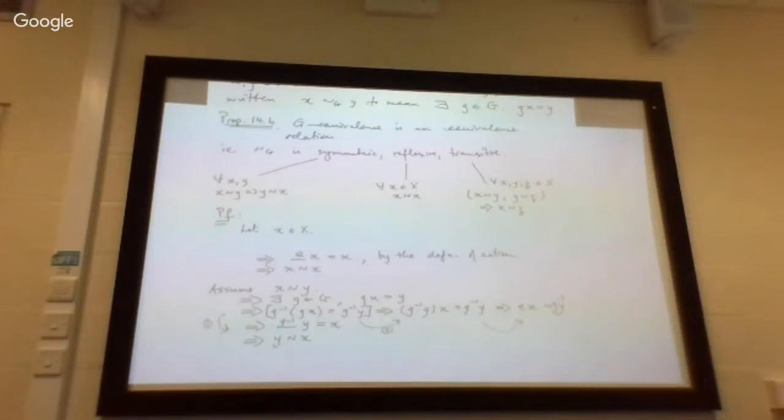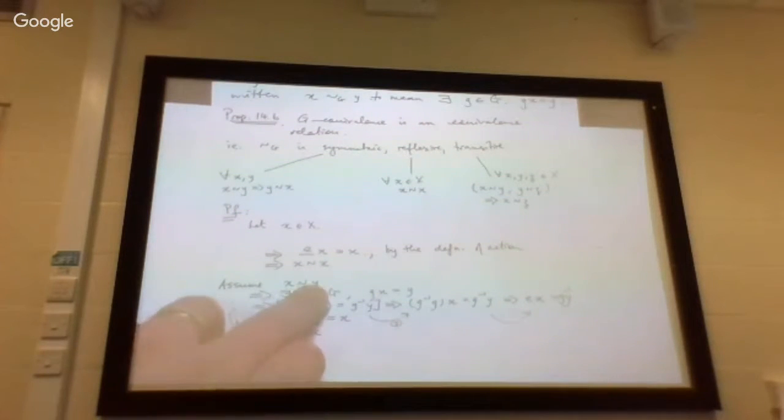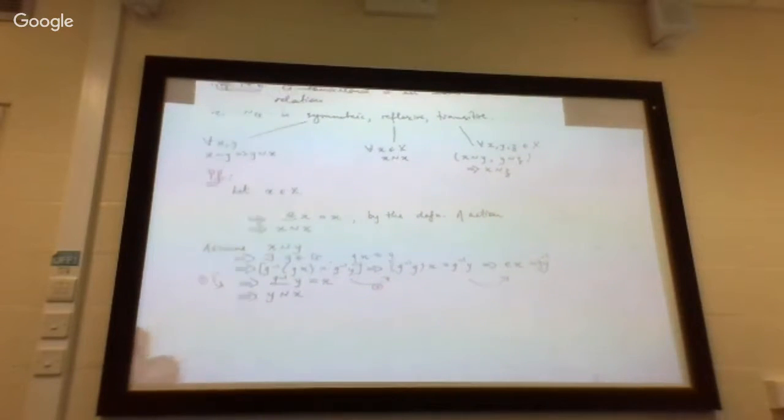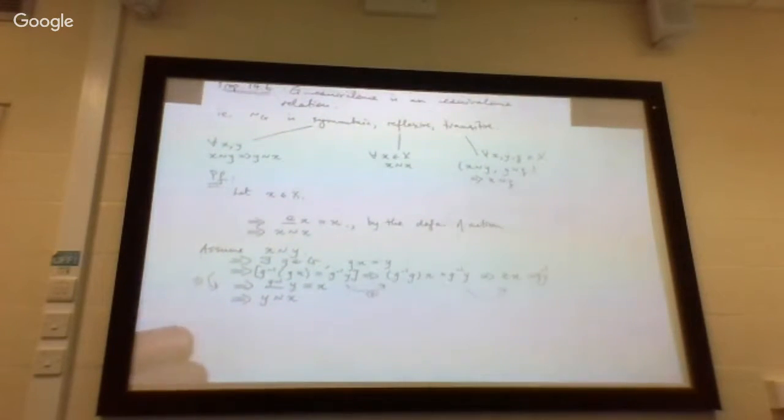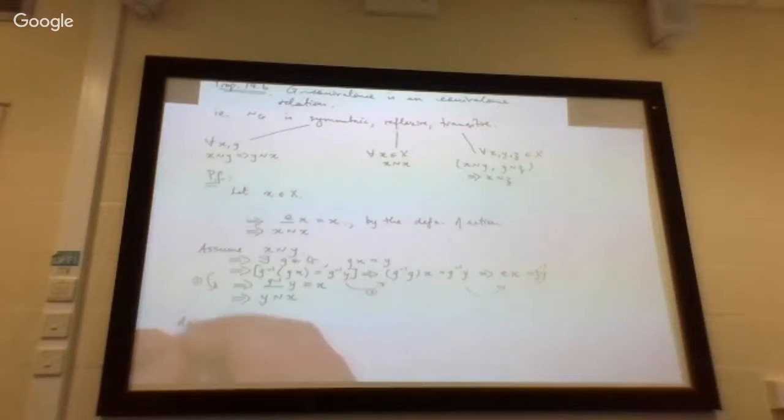So we know it's symmetric. Whenever the relation goes one way, x to y, it also goes back, y to x. Then we need transitivity. So for transitivity, we should assume x is tilde y and y is tilde z.